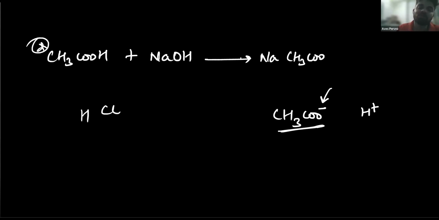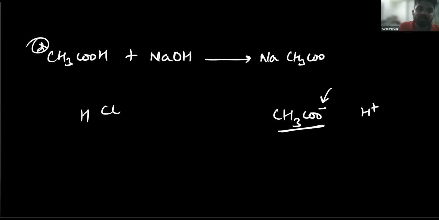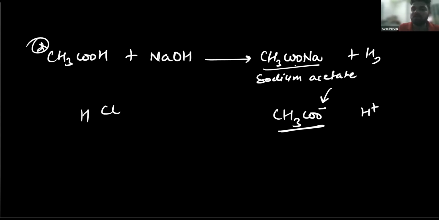No one is going to cut marks for it, but generally the way of writing this salt is CH3COONa. This is a special term. We write CH3COO, the negative ion, first, and then Na. This is called sodium acetate. The salt name is sodium acetate plus water. Just keep in mind that here the positive ion is written on the right hand side, so this is an exception. That's why I'm marking a star here.